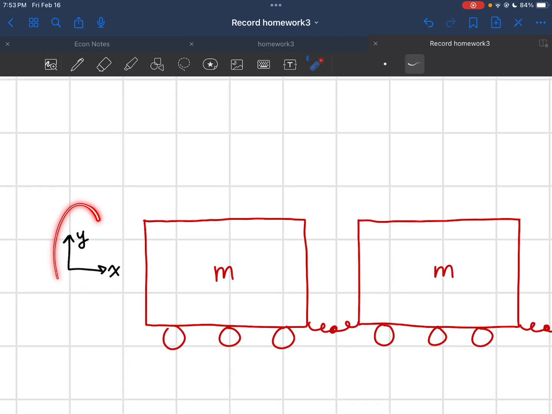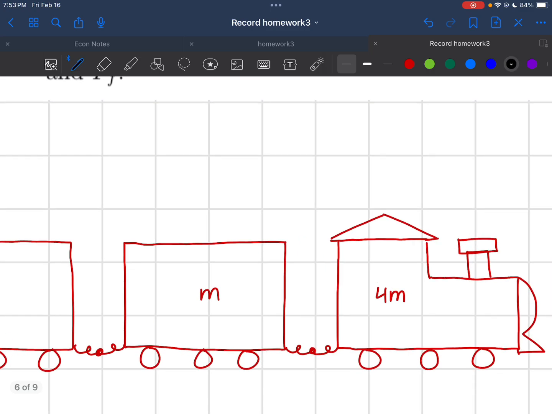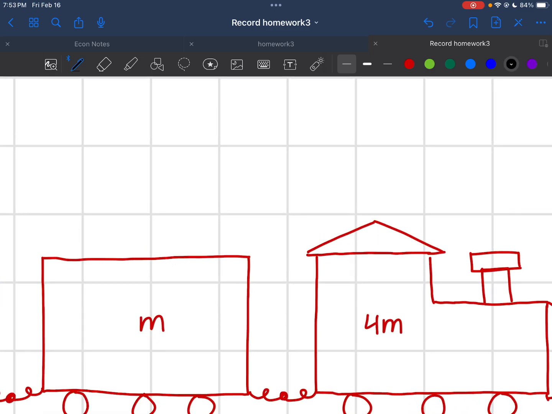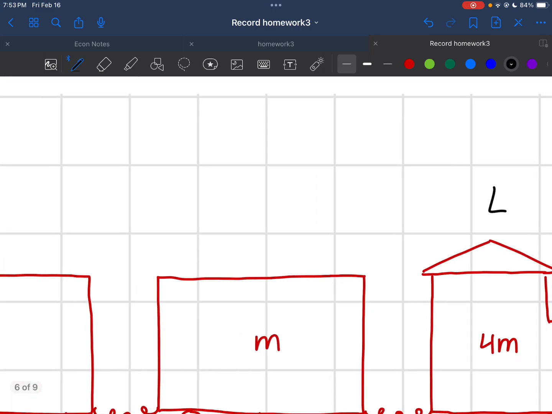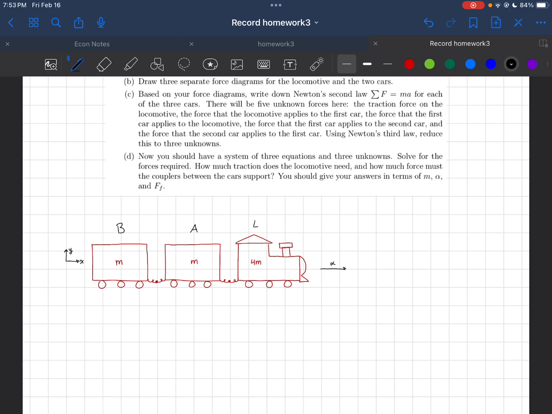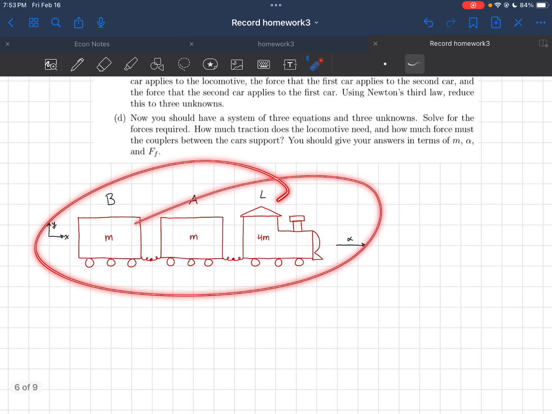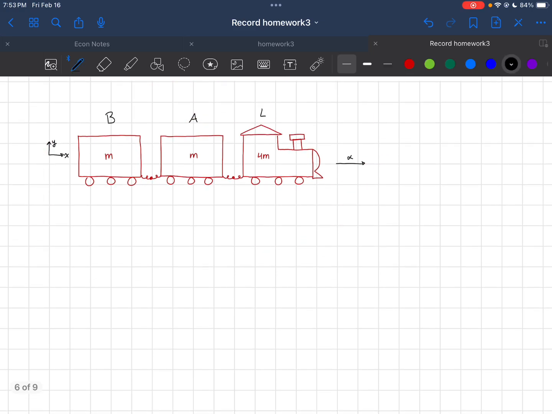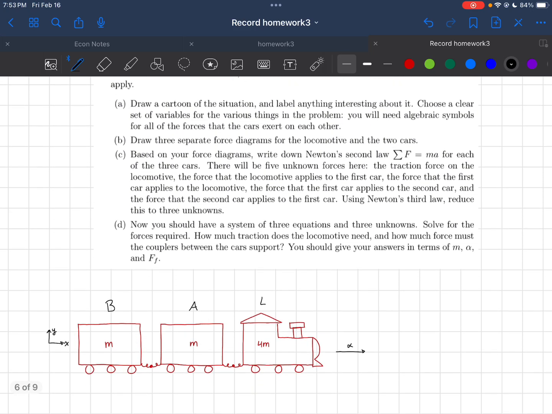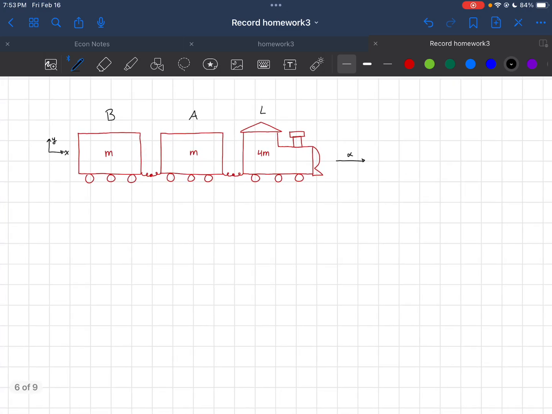And then saying that these are my positive. And then in terms of algebraic variables, we're going to be using a lot of subscripts. I'm going to call my locomotive L, and my first car, that's going to be car A, and my second car will be car B. All right, so I've set myself up pretty nicely to be able to denote the forces between all the different cars. So the next step, while we draw our cartoon, I'm going to draw my 3 separate force diagrams, one for the locomotive and one for each car.